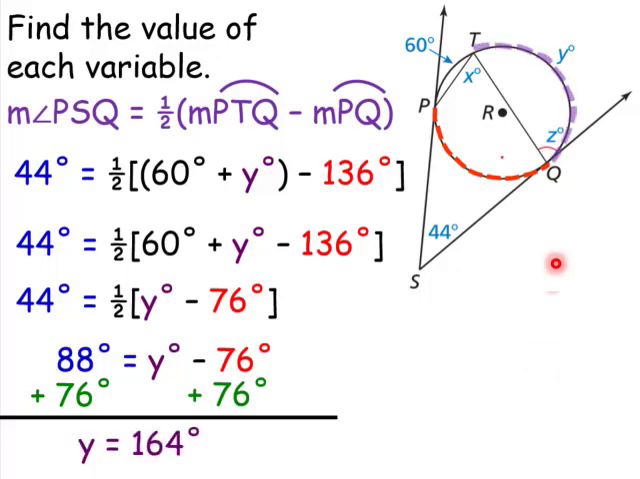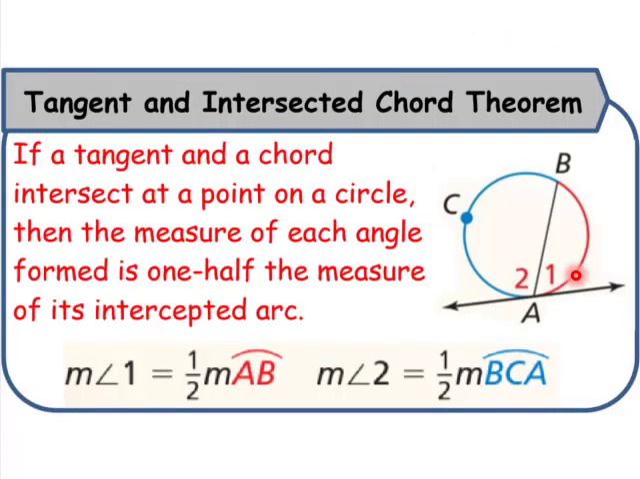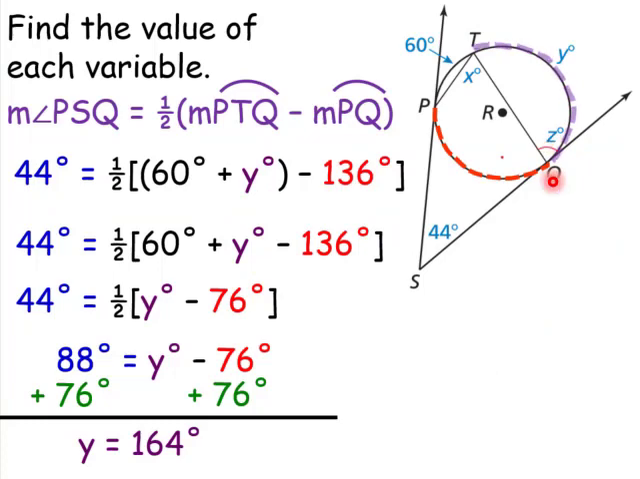For us to find the value of z, we'll use the tangent and intersected chord theorem again, which states that if a tangent and a chord intersect at a point on a circle, then the measure of each angle formed is 1/2 the measure of its intercepted arc. We know the value for z is half the value of y, which is 82.